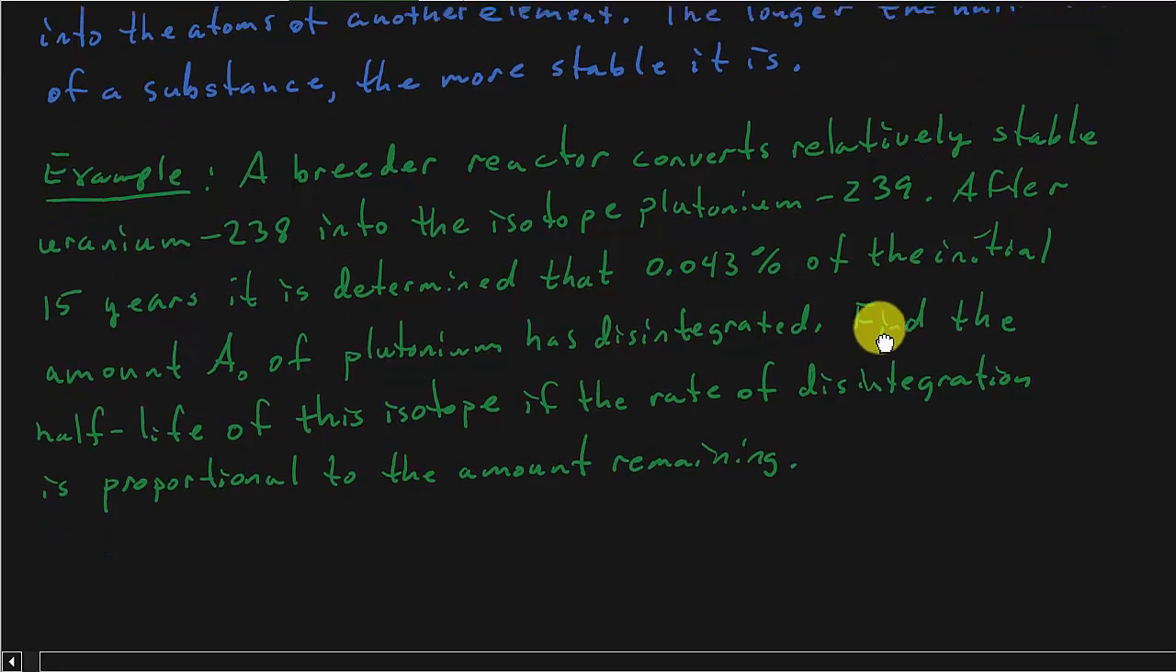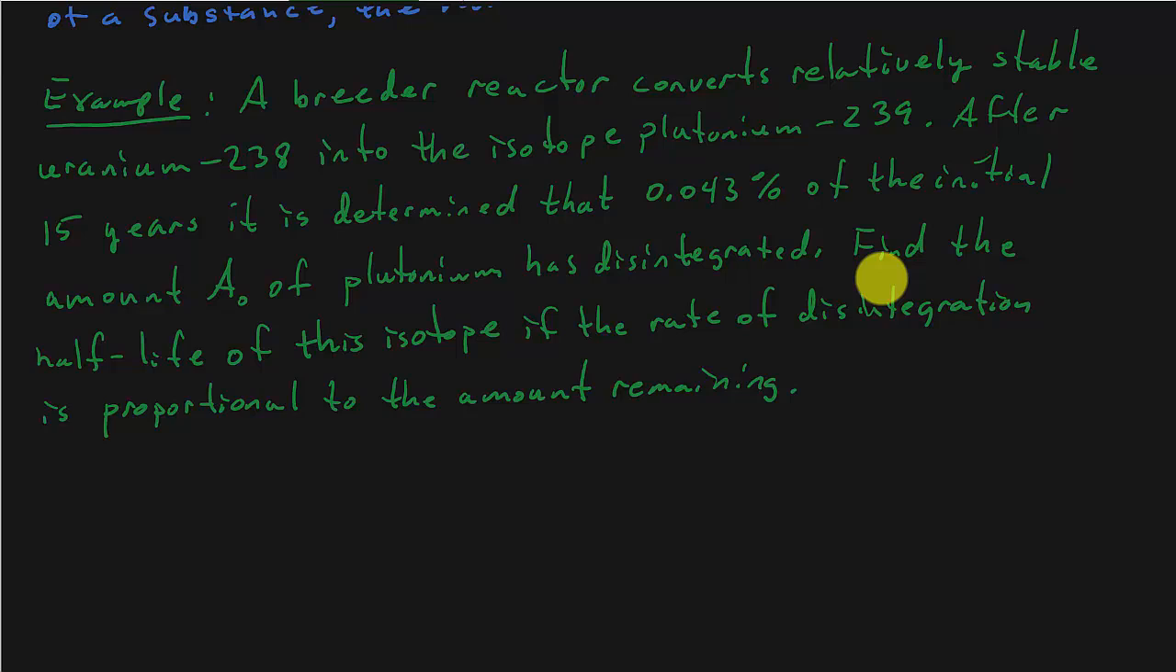All right, so let's look at this. It says a breeder reactor converts relatively stable uranium-238 into the isotope plutonium-239. After 15 years, it is determined that 0.0433% of the initial amount A0 of plutonium has disintegrated. Find the half-life of this isotope if the rate of disintegration is proportional to the amount remaining.